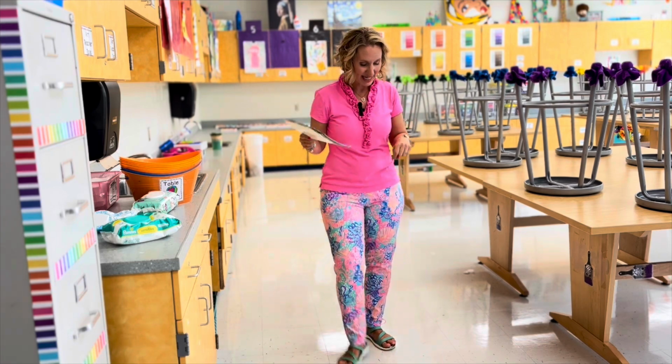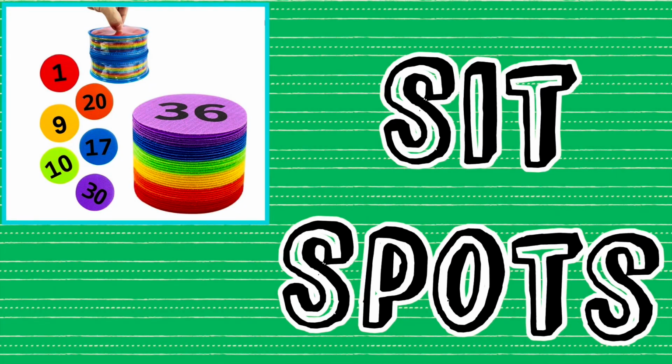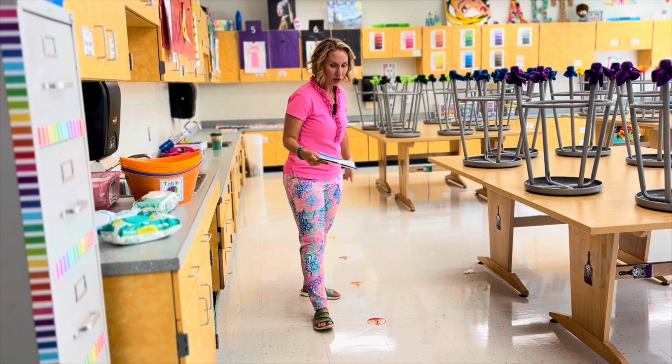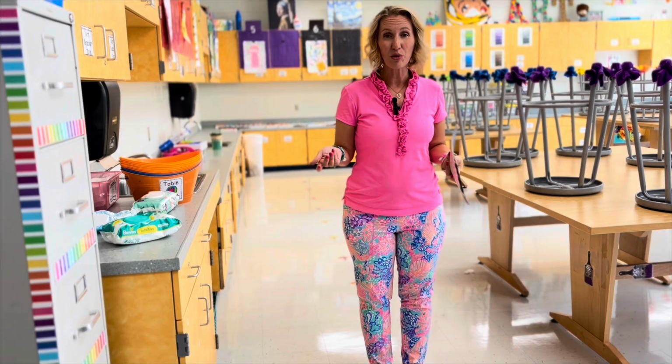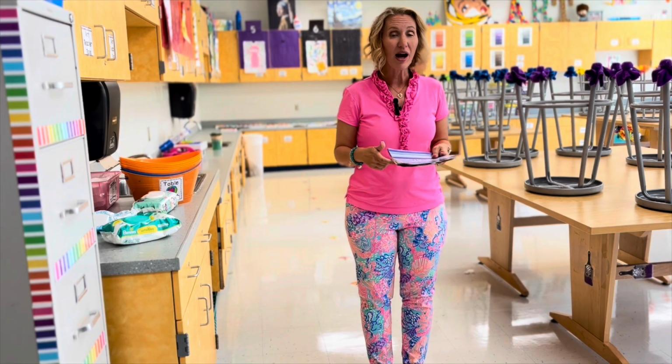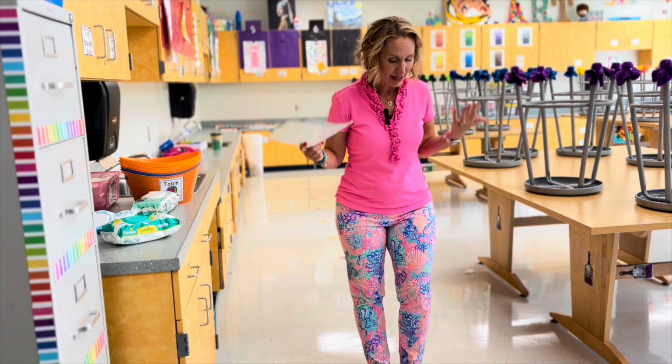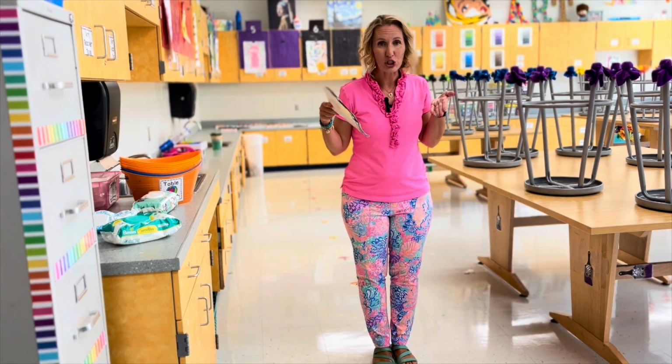So one thing I would suggest is, if you've got carpet, using what is called a sit spot, which is like a Velcro dot that sticks down on the carpet. What I have, since I have tile floors, is vinyl circles. I got these on Amazon. They stay down all year long. They're pretty easy to remove at the end of the year with a scraper, but I would definitely recommend them because each student stands on each spot.